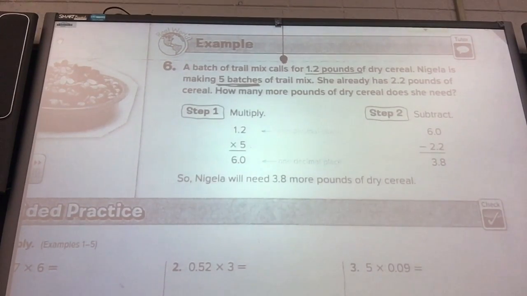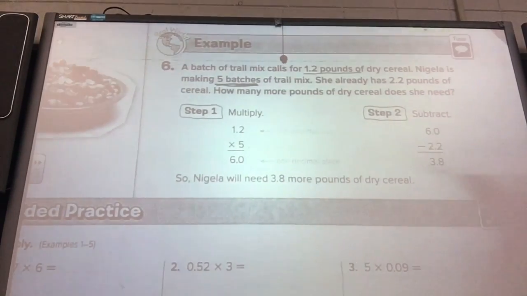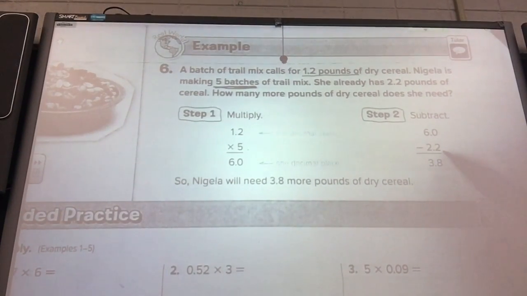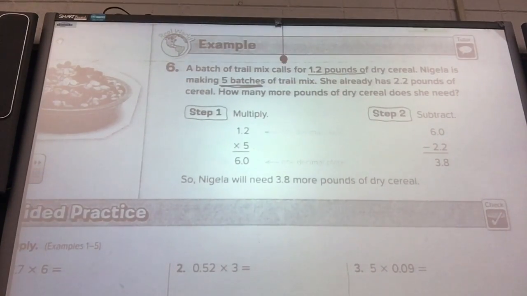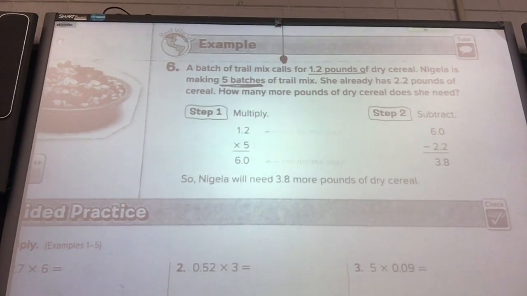And she has 2.2. So how much more does she need? Well, take the 6 minus the 2.2, and guess what? She needs 3.8 more pounds of dry cereal. So that's a 2-step problem. First you have to figure out how much she needs total. Then you have to take that and subtract what she already has to know how much more to buy.